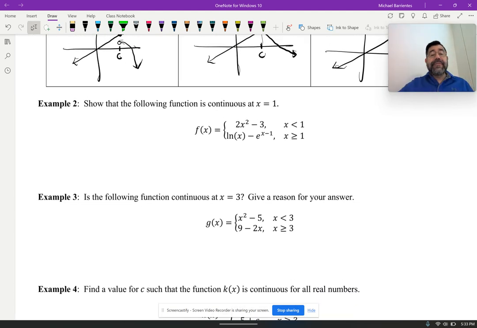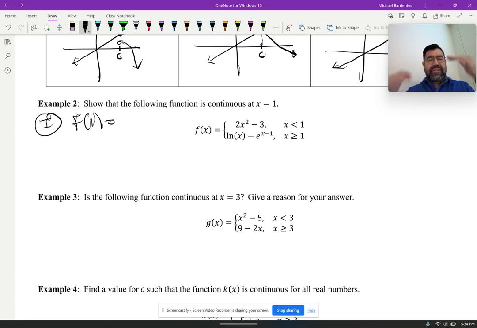Can we show that the following function is continuous at x equals 1? Well, let's go in order here. Condition 1: does the function value exist? Is there a y value? Which piece, the top piece or the bottom piece, has an equal sign? Because that tells me when x equals 1, that's the piece I'm going to use. I notice that it's right here. So that means the bottom equation is responsible for finding the y value.